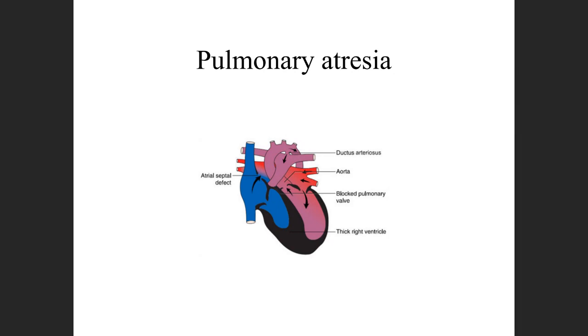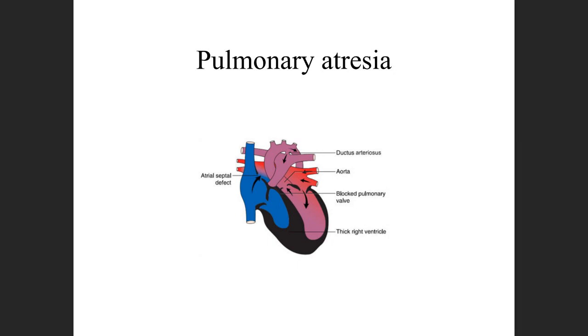Then there is pulmonary atresia. And in the diagram shown, you see that there is an atrioseptal defect, and the right ventricle is in fact smaller than the left ventricle, and there is no passage of blood from the right ventricle across the pulmonary valve into the lungs.